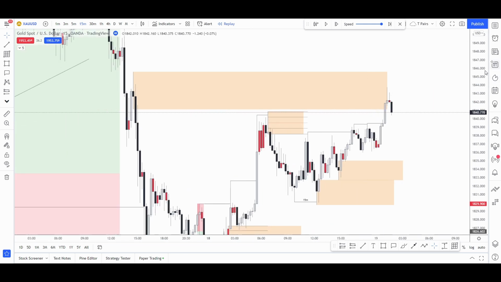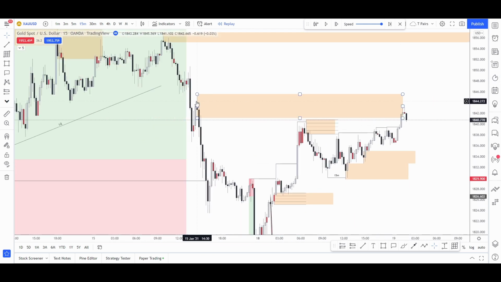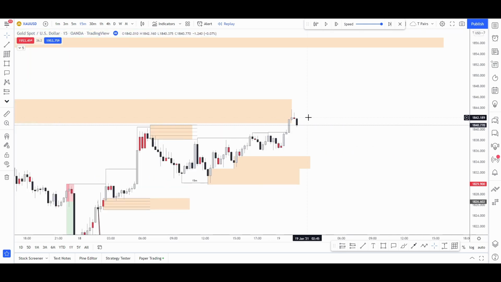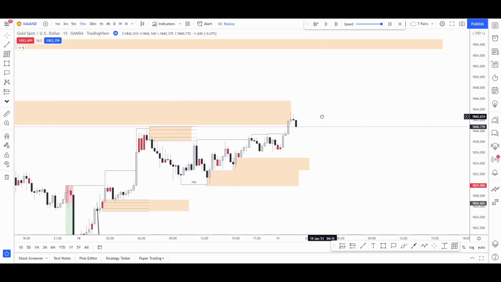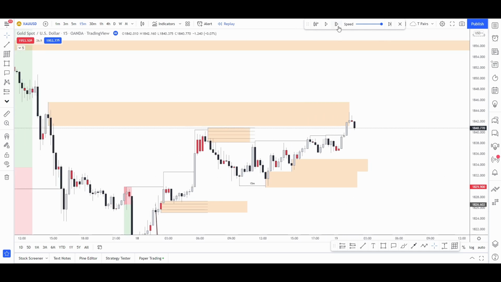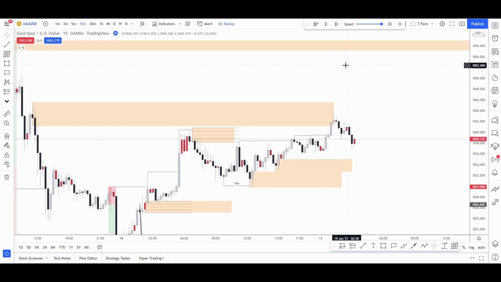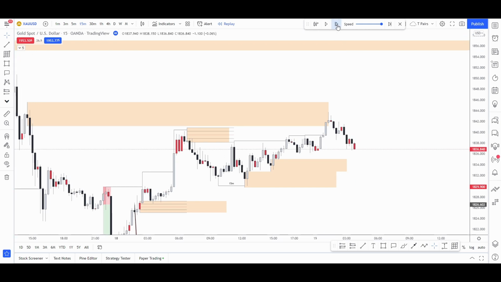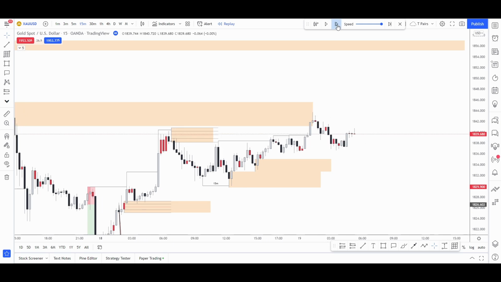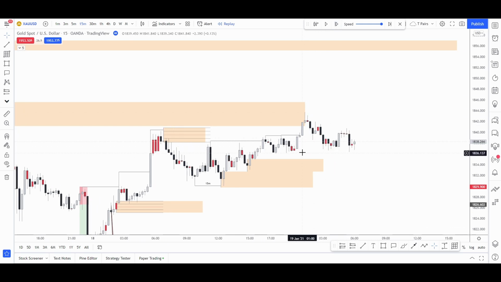Forgot about this. Forgot about this. Great. Okay, you know what? We missed it. But if price comes back into it, depending on what happens, we can look to get involved. Okay, well, good job I didn't mark anything up for there.